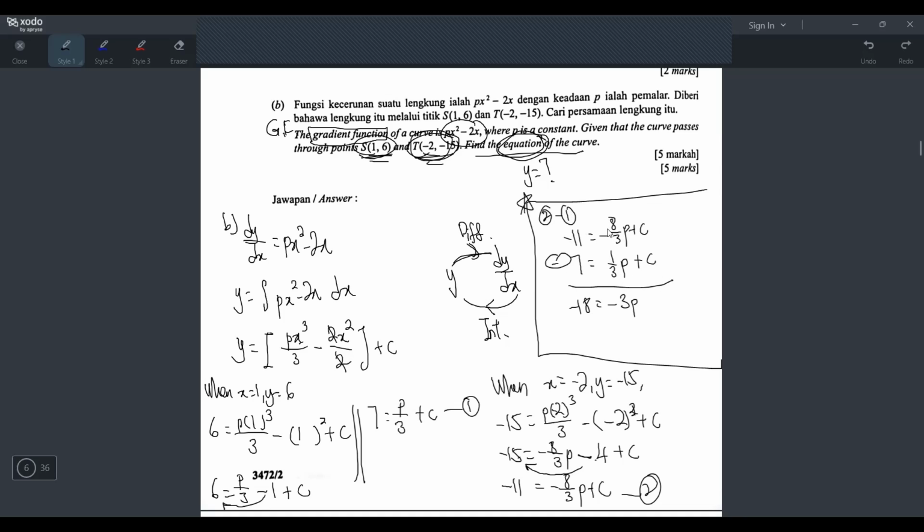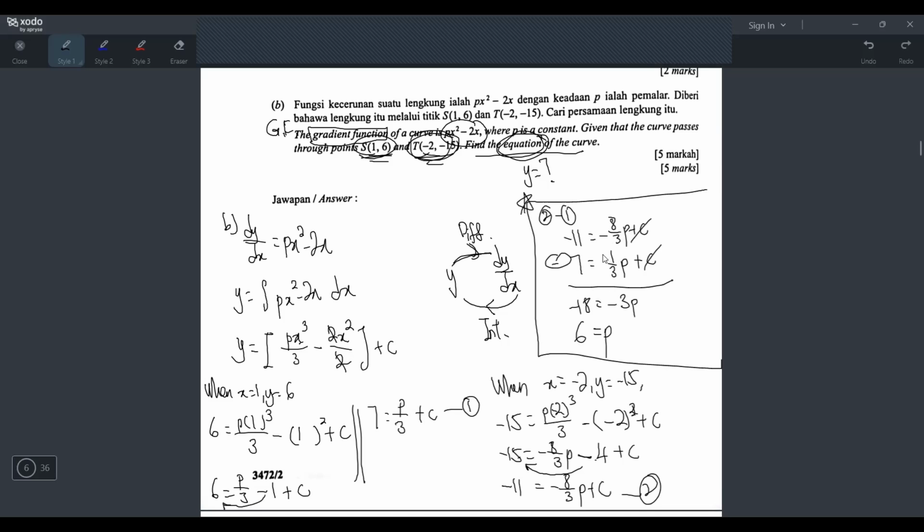You can use your calculator to help you, okay? Just press -8 over 3 minus 1 over 3, okay? You will get -3. And then C minus C becomes 0 lah, okay? Eliminate. Sudah hapuskan. So now you can find your P very easily. 18 divided 3 is 6. The negative hilang already, okay? Because negative divided negative is positive, right?